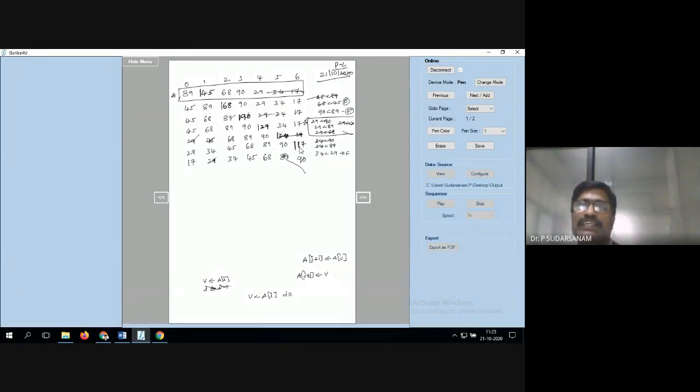For example, if you take here 17 is the element, and here is the j value. So j minus 1, j minus 1, j minus 1, up to 0 only I can move it. That is what the while condition says: while j is greater than or equal to 0 and this element v is less than a of j, if that condition is true, you have to decrement j by one, that is j is equal to j minus 1.